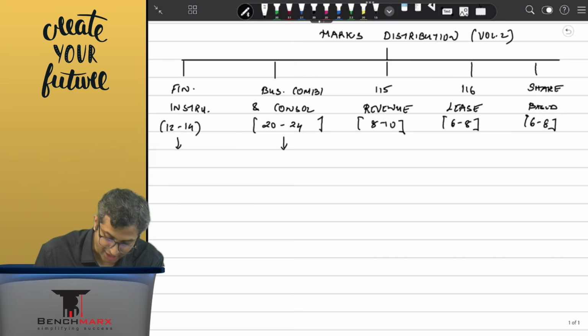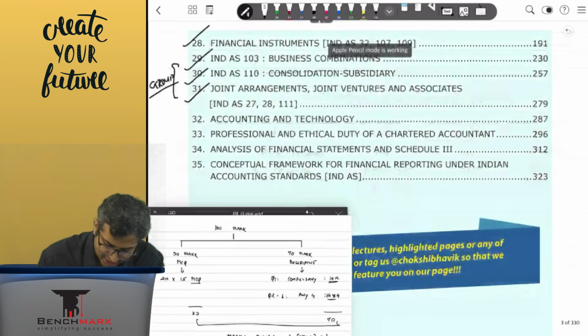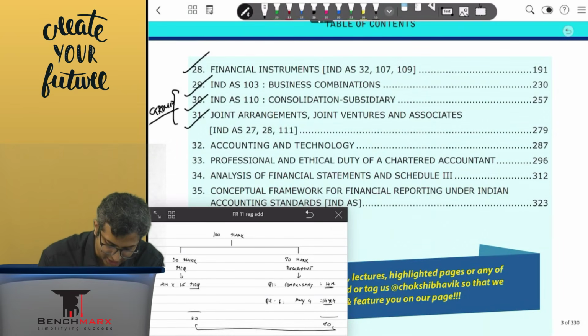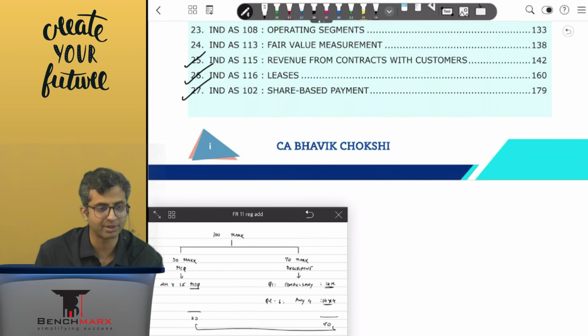Now, this is your part 1, जो volume 2 के अंदर है पूरा. All other Ind ASs. So if you look at your index, you have taken 28, 29, 30, 31, and then you have all of this, 25 for revenue, 26 for lease, 27 for share-based payment.